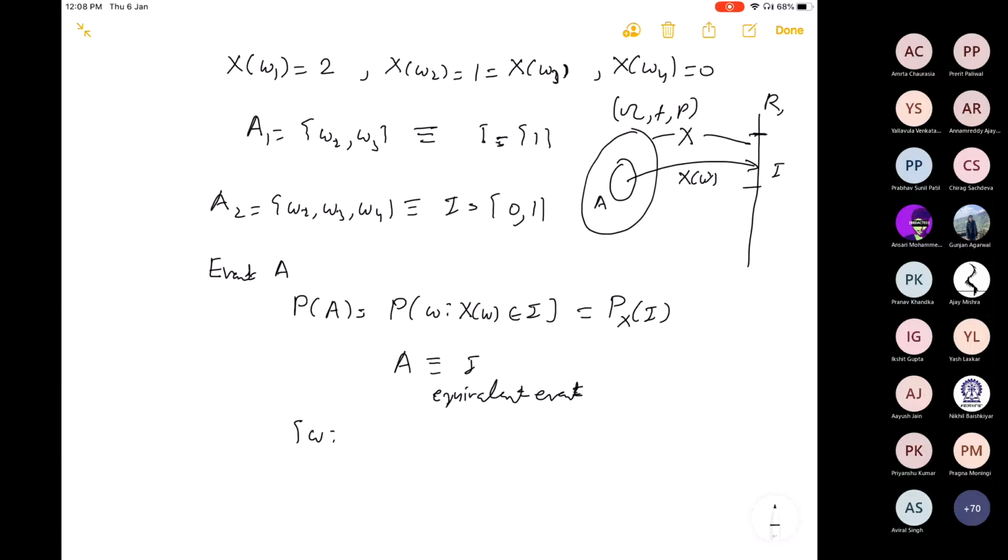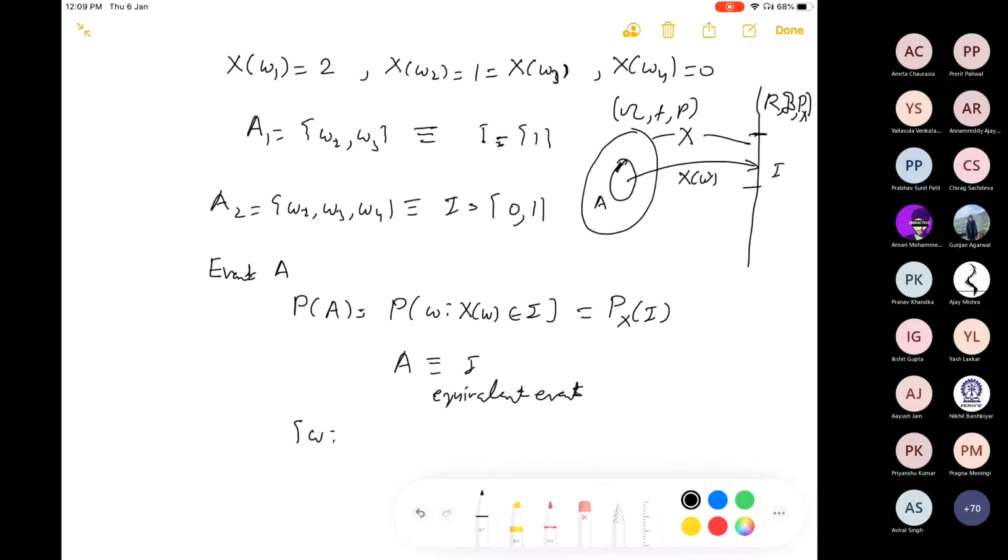Okay, so here you can see that omega, F and P is the probability model. Here R with the corresponding sigma field and the corresponding probability P_X is there. Probability of A is the same as P_X(I), because here the sample space is different, which is R. So we are saying that A and I are equivalent events. If we find the probability of A and P_X(I), both will give us the same answer. So what then is the random variable X?